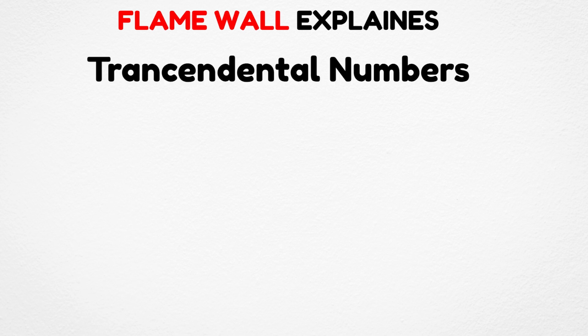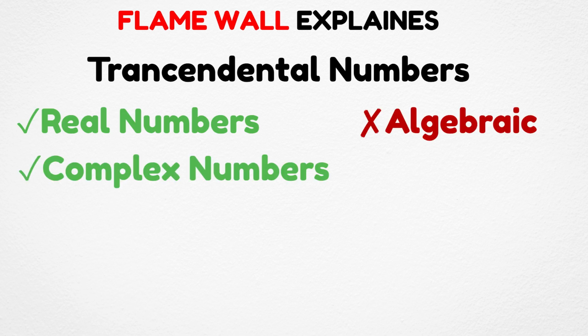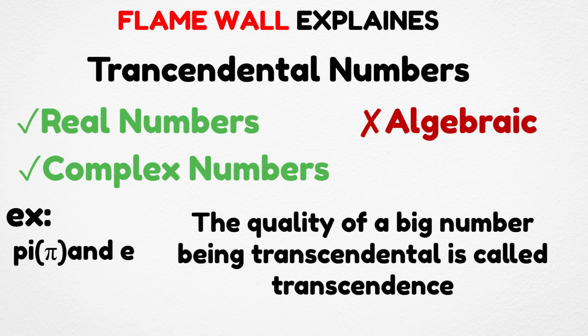Next we are going to see about transcendental numbers. A transcendental number is a real or complex number that is not algebraic. The best known transcendental numbers are pi and e. The quality of a number being transcendental is called transcendence.